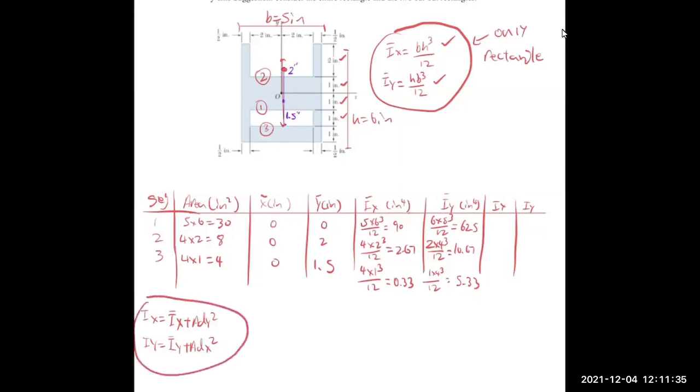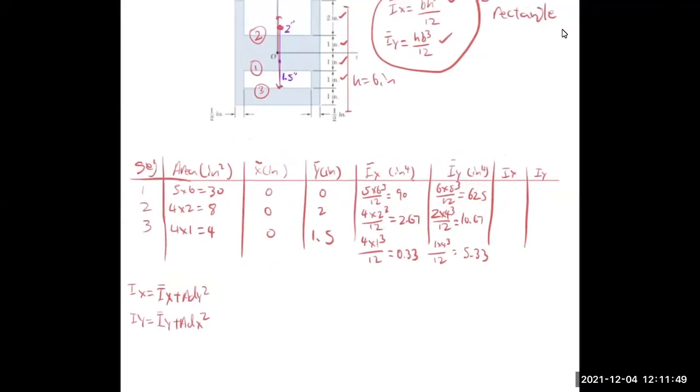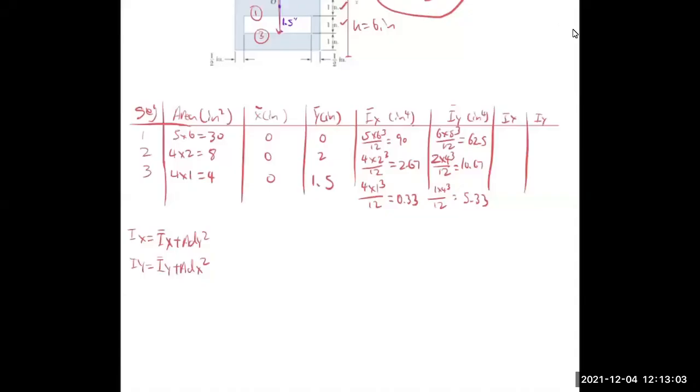by applying this formula right here, where Ix will be Ix bar plus the area of that segment multiplied by dy. Okay. And then dy, we know that that's the distance from the centroid of the entire thing to the centroid of that segment, which I'll explain to you while we're working out that step. So let's do it for segment 1 first.